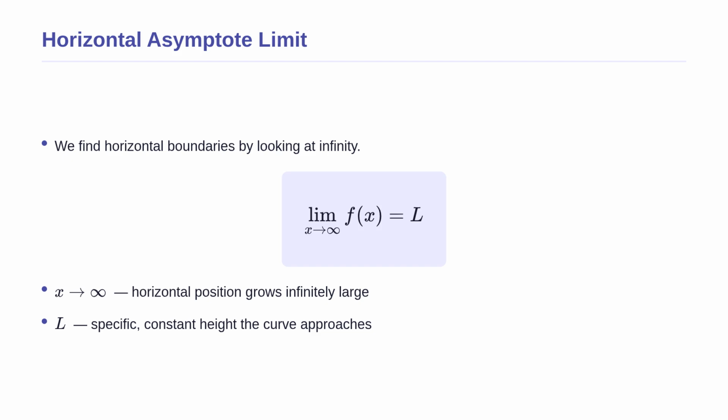The symbol X represents the horizontal position, the arrow means approaches, and the infinity symbol means we are looking at the far edges of the graph. If the curve flattens out and approaches a specific constant height, represented by L, then we draw a dashed horizontal line at that height. As x increases forever, the physical distance between the curve and this dashed line shrinks down to zero, meaning the curve will hug this line forever.